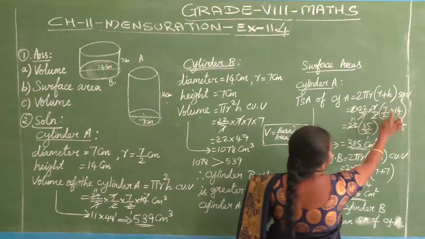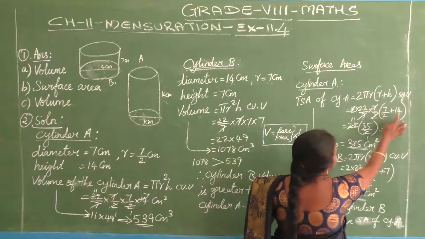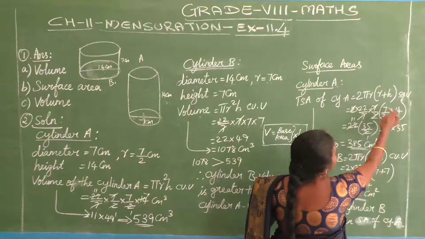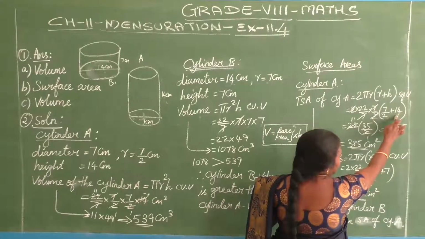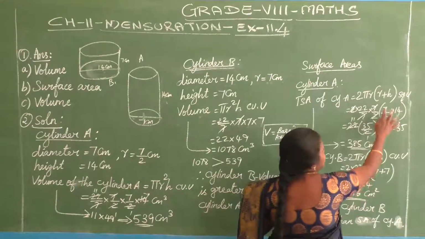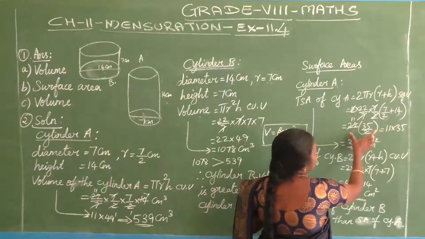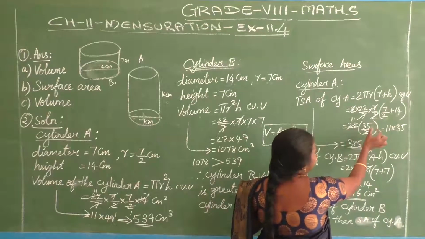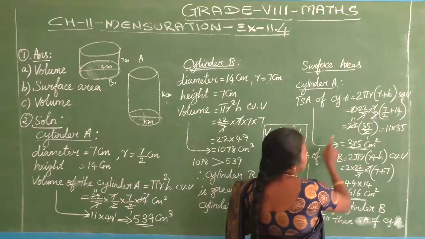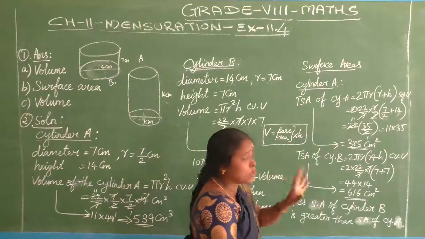Inside the bracket is the addition of a fractional number. If you take the LCM, cross multiply, what comes? 2 14s are 28. 28 plus 7, 35. 35 by 2 is the answer for this inner part. Understood or not? So what is the final step here? 22 into 35 by 2. If you simplify both numbers, 11 will come here. So 11 into 35, 385 centimeters square.